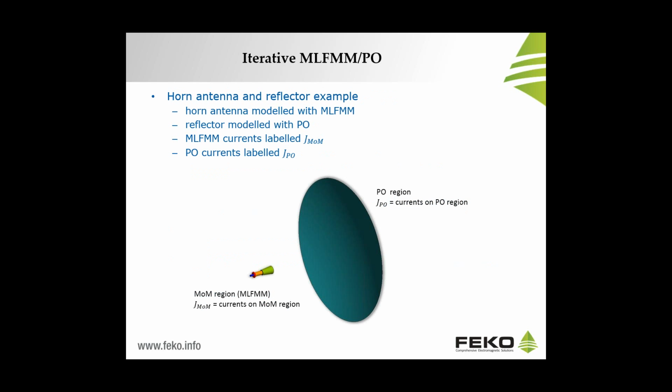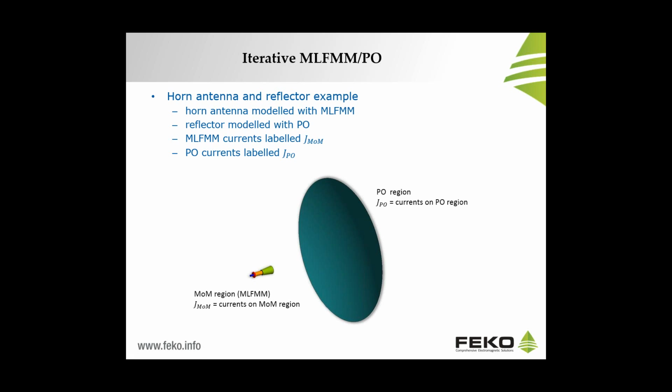We will explain this new iterative method through an example of a horn antenna and a reflector. We are modeling the horn antenna with MLFMM, and here JMOM stands for the currents on the MLFMM region, and the reflector is modeled with PO, and here JPO stands for the currents on the PO region.